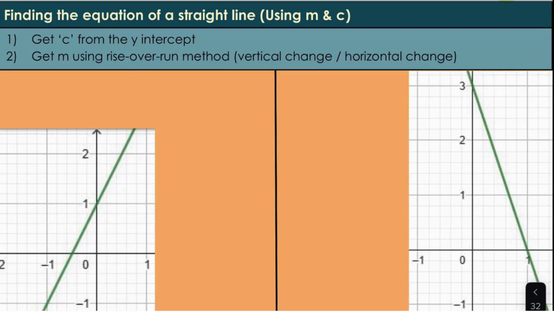We now learn the two basic steps to get our equation. First step, get c from the y-intercept. We see that our y-intercept is positive 1. c is equal to positive 1. Our second step, get m using rise over run method. So with rise over run, we choose 2 points and find the slope.